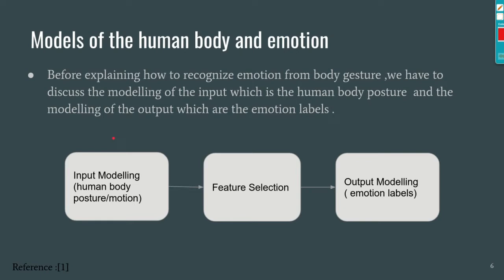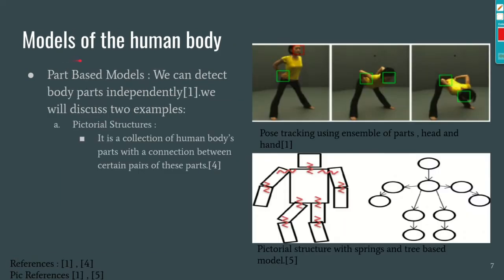Before I discuss how to recognize emotion from body gesture, I would like to discuss the input modeling and the output modeling. The input modeling is the human body posture or motion, and the output modeling is the emotion labels. There are some models that we can use to detect the human body. The first one is part-based models. The second one is kinematic models, which I will discuss in a few seconds.